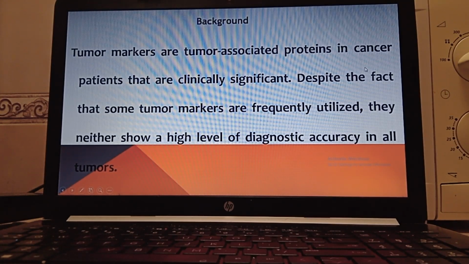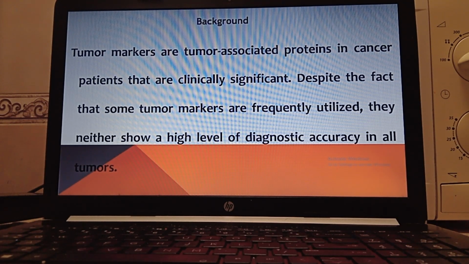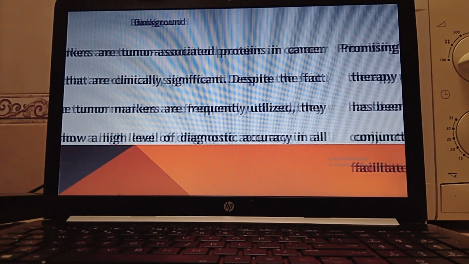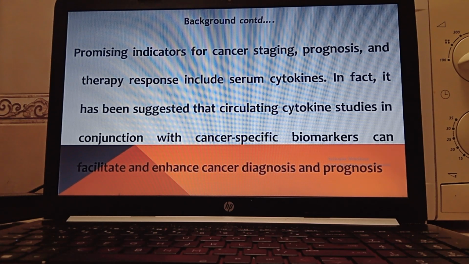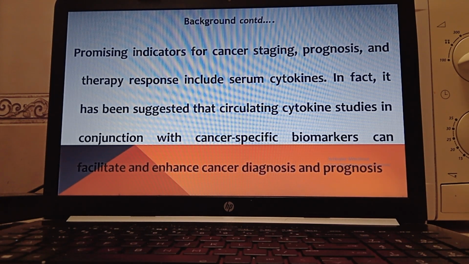Background. Tumor markers are tumor-associated proteins in cancer patients that are clinically significant. Despite the fact that some tumor markers are frequently utilized, they do not show a high level of diagnostic accuracy in all tumor types. For this reason, promising indicators for cancer staging, prognosis, and therapy response include cytokines, serum cytokines. In fact, it has been suggested that circulating cytokine studies in conjunction with cancer-specific biomarkers can facilitate and enhance cancer diagnosis and prognosis.